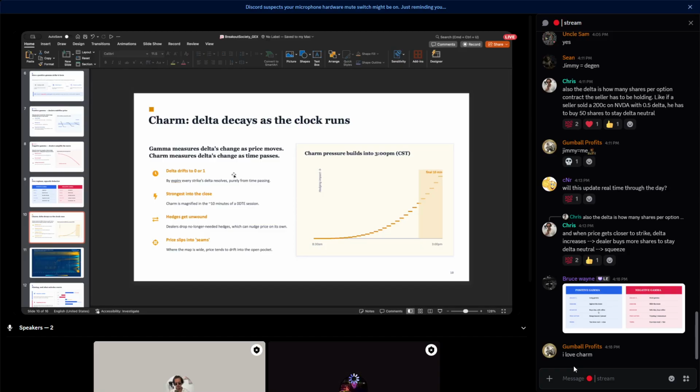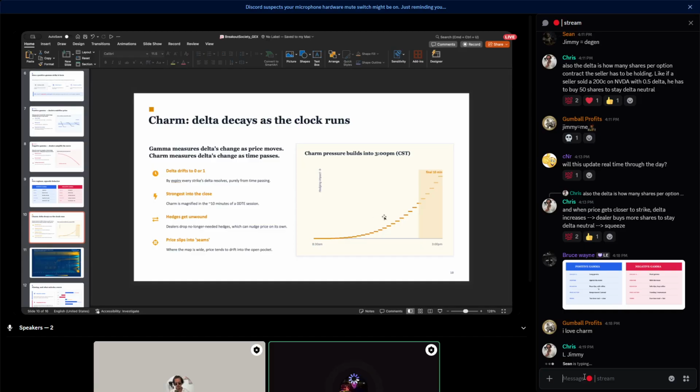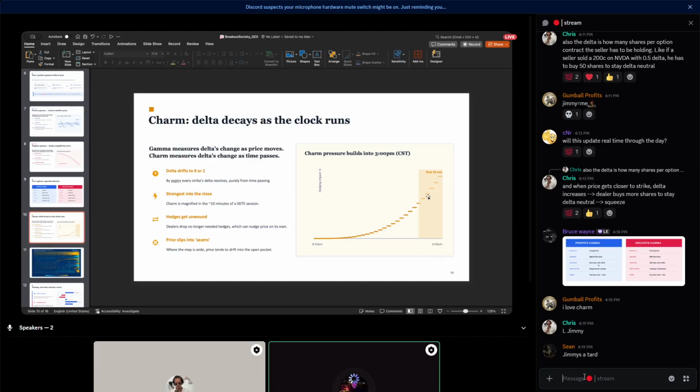On days of chop, where dealers are already hedged for the day and price isn't really moving, it's obvious what contracts are already going to expire worthless. For example, if SPX is at like 7,200 and Jimmy's buying a 7,300 contract thinking it might rip there at the end of the day, you're not really going to get anything from charm. And I'll go into how to read this, but you can see when that pressure is the most extreme. It's usually around 2:50 p.m. Central Time.